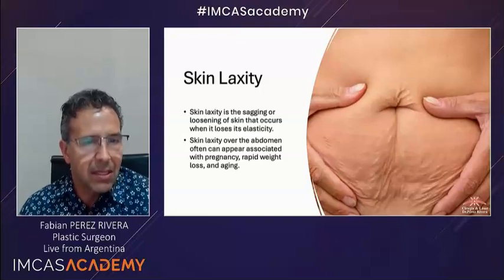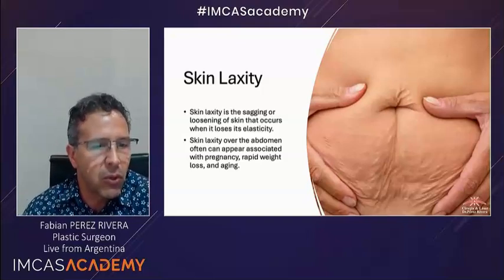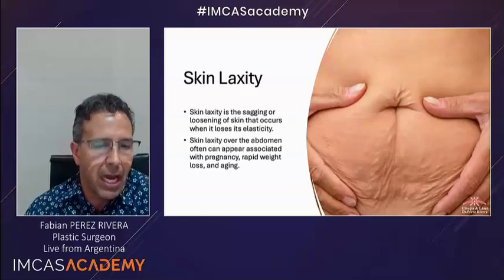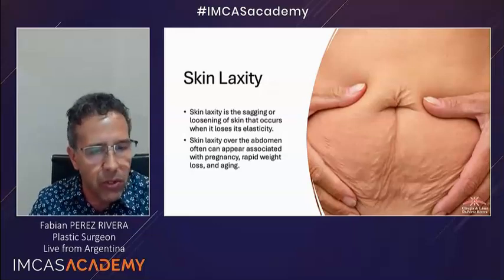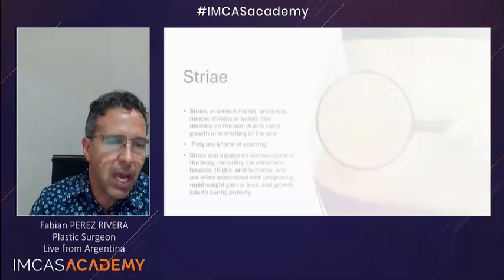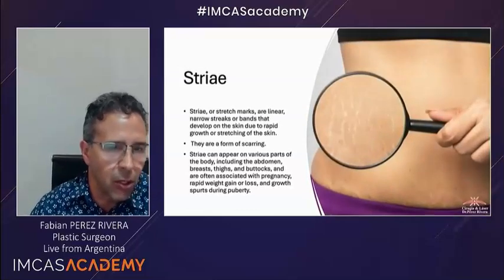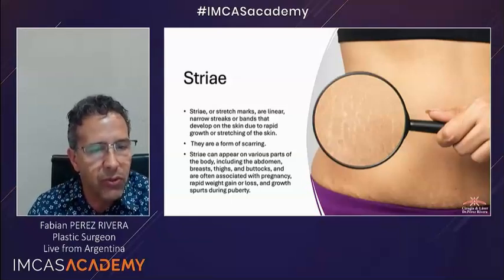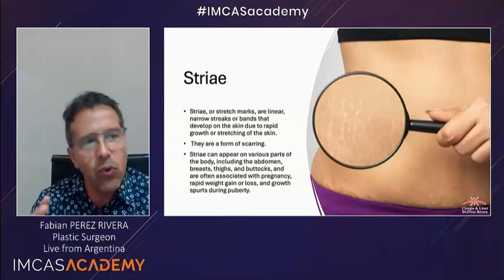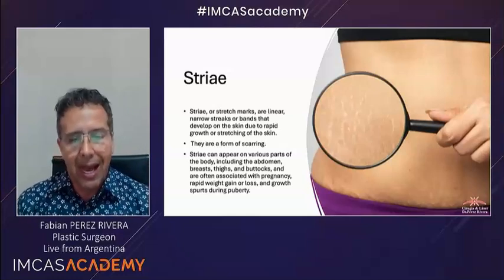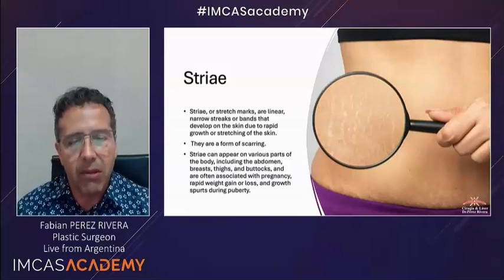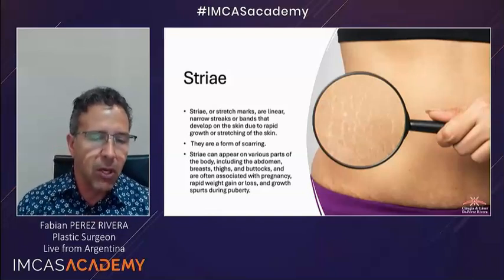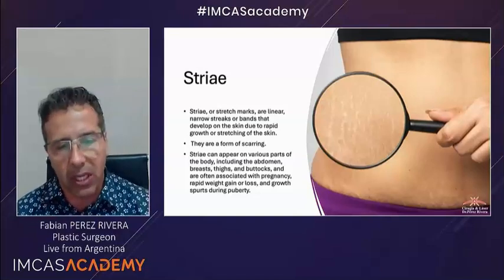Well, definitions. Skin laxity is the sagging or loosening of skin that occurs when it loses its elasticity and usually appears in the abdominal area after or associated with pregnancy, rapid weight loss, and aging. The other definition is about the striae or stretch marks, which are synonyms. A linear narrow stretch or band that develops on the skin due to rapid growth or stretching of the skin, similar to a scar. This is a really good point to stop, because as with a scar, we can improve and reduce them, but we can never erase them forever. Because it's a scar, it's going to stay in our skin forever.